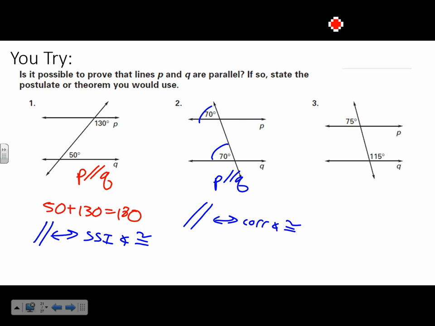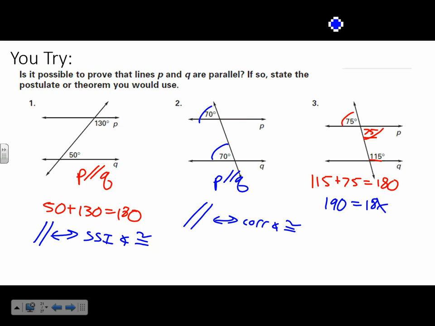So one thing you can do, this is 75. Well, the vertical angle is also 75. Well, now 75 and 115, again, now we have same side interior angles. But you have to double check to see if they add up to be 180, because if they don't add up to be 180, they're not going to work. So 115 plus 75 actually ends up being 190.